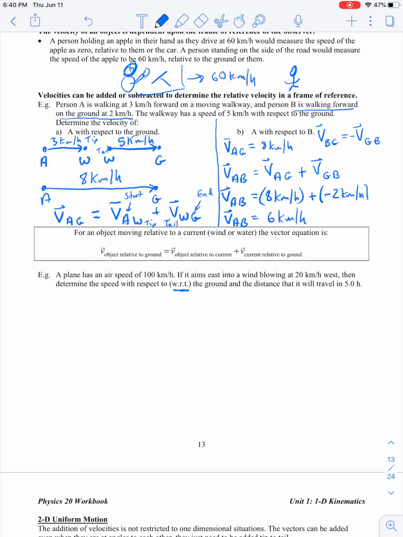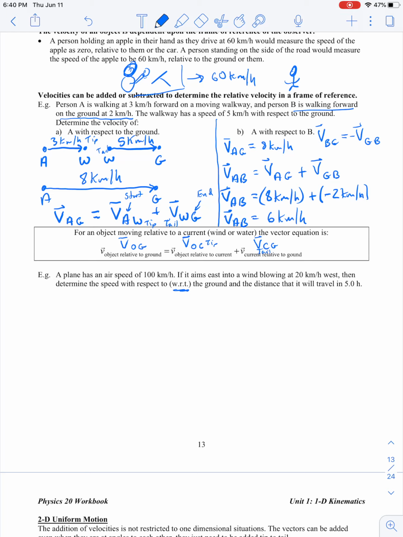So we've got a little equation up here. We've got the velocity of the object relative to the ground, so I might just abbreviate that as OG. We've got the velocity of the object relative to the current. And then we've got the velocity of the current relative to the ground. And so again, we see that we're doing this vector addition where we have the tip and the tail, and we get the start and the end point from the outside two letters.